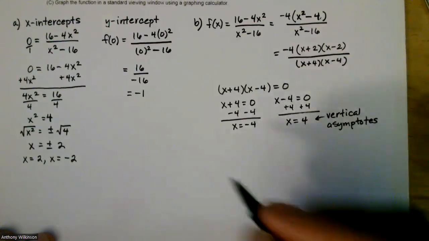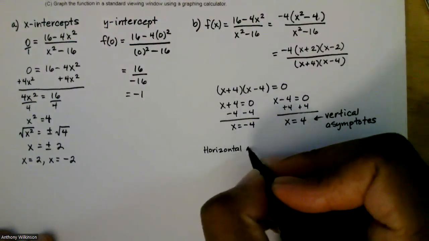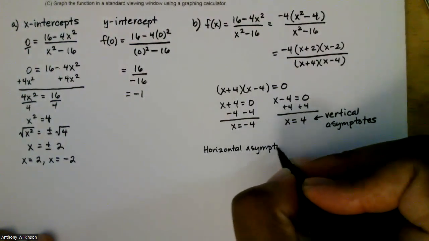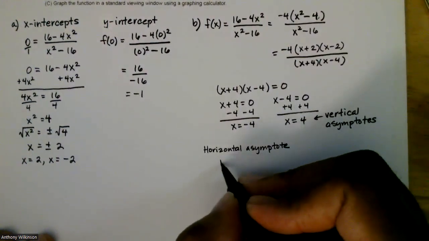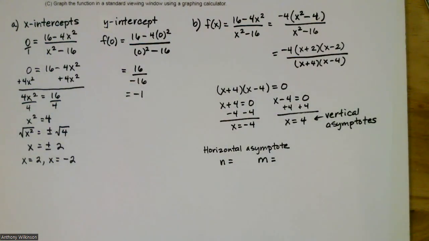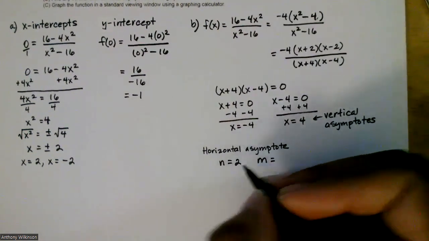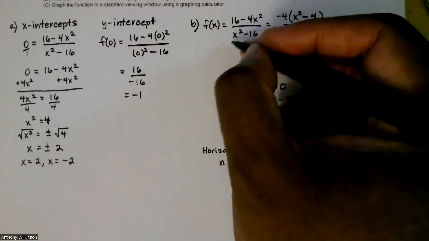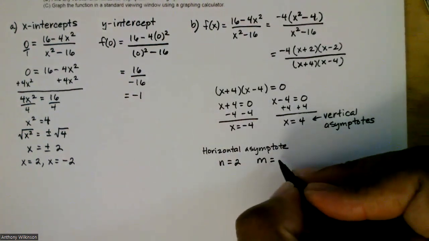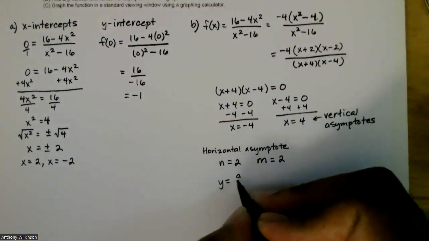And now for the horizontal asymptote. n is always going to be the highest exponent in the numerator, and m is going to be the highest exponent in the denominator. Looking at this, the highest exponent in that numerator is going to be 2. The highest exponent in the denominator is also a 2. They're both equal to each other. So that means we look at our leading coefficients: y is equal to a over b.